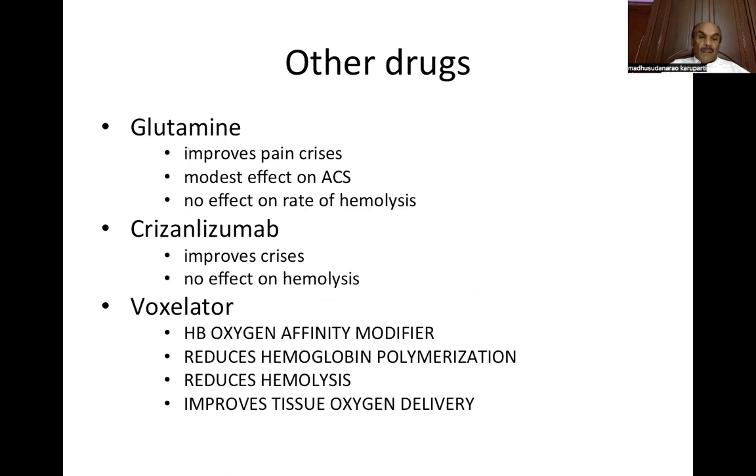A recent drug, voxelotor, a hemoglobin oxygen affinity modifier, reduces hemoglobin polymerization, reduces hemolysis, and improves tissue oxygen delivery. This is a drug that was recently approved by the FDA. It is not available in all the centers, but if available, it is a better option for the treatment of sickle cell disease, and it is the gold standard treatment for these patients to improve the quality of life.